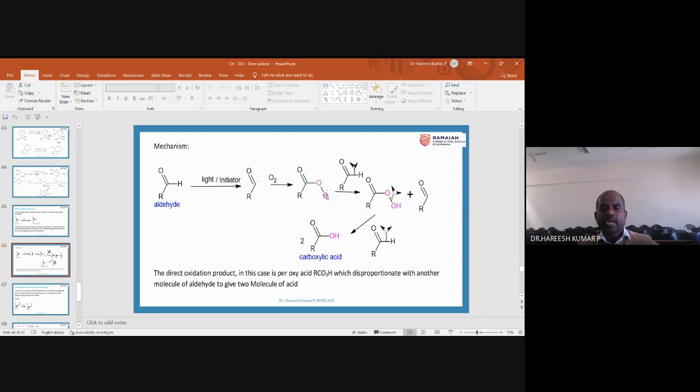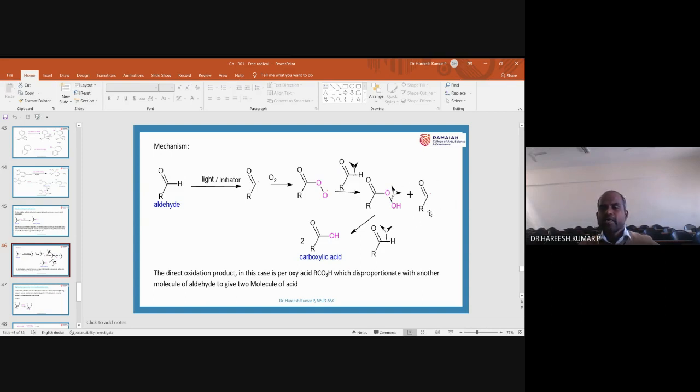Acyl peroxy radical can react with one more equivalent of aldehyde. How will it react? Again, C-H bond homolytic cleavage. That means H forms a bond with the acyl peroxy radical, giving rise to acyl hydrogen peroxide as the product and acyl radical as the intermediate.